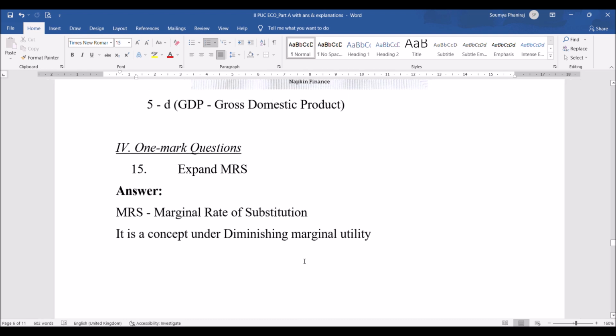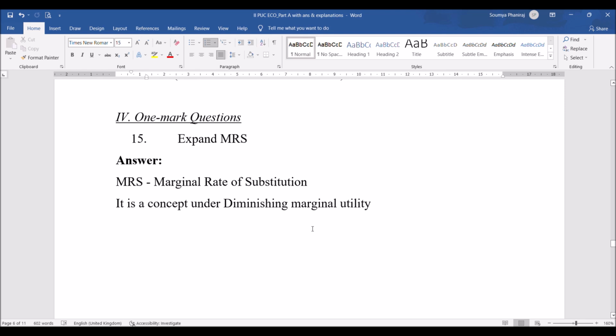GDP, as we all know, is gross domestic product. The fourth section is about 1 mark questions.